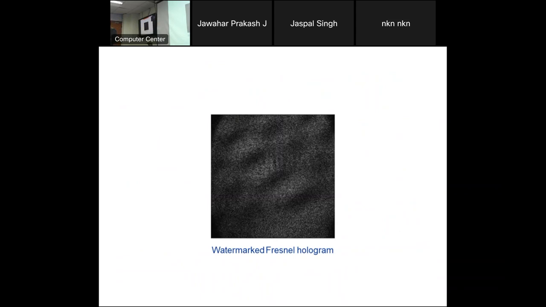Look at the original hologram. Just you take a multiplication. So this is a watermarked digital hologram. So now it is very difficult to say that this has more information or that has more information. If I place both, and I don't write any caption, then they will look alike. You see that it is all the same. No difference.